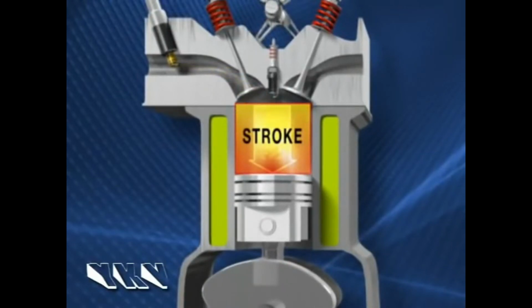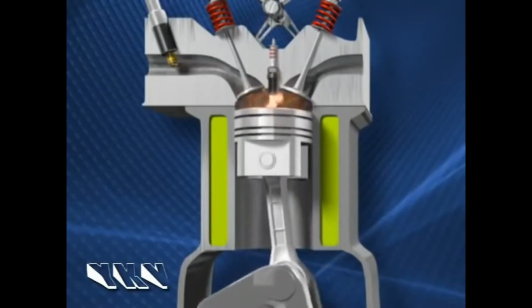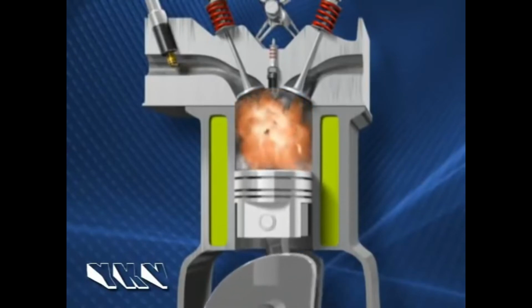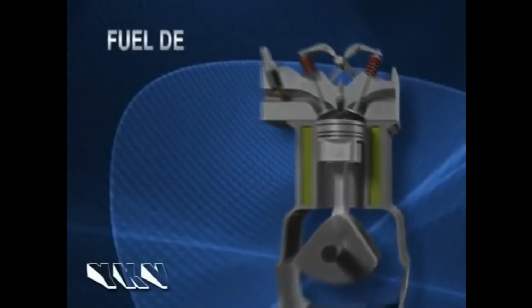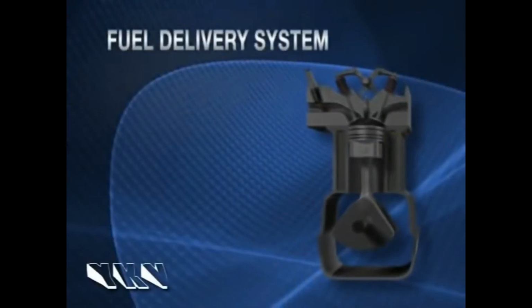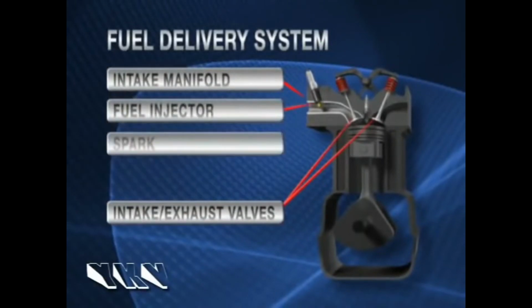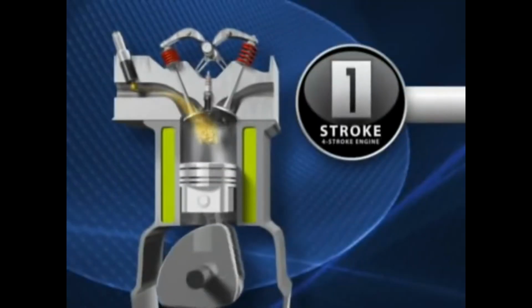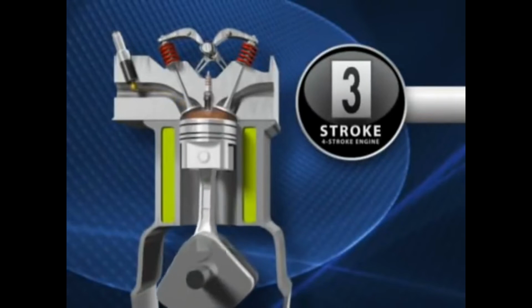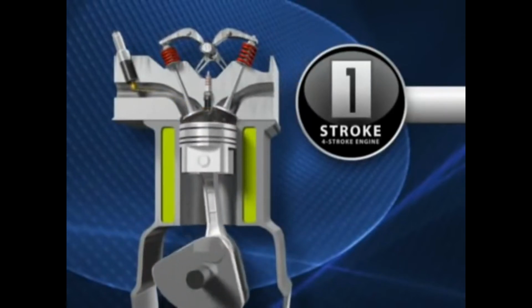The longer the stroke of the piston, the more displacement of gas and air occurs in the cylinder to propel the piston. The delivery system consists of an air intake manifold, intake and exhaust valves, a fuel injector, and a spark plug. A four-stroke engine is called a four-stroke because 4 up and down motions are needed to complete the cycle.